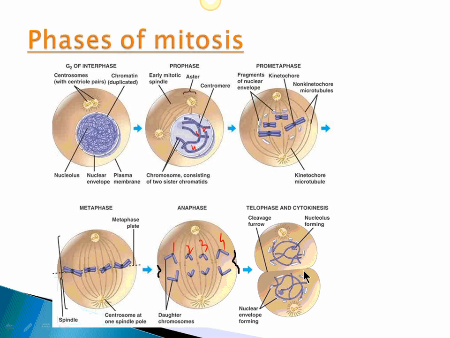You can have a situation where you may not have cytokinesis. Do you understand? When you don't have cytokinesis, then this cell will actually have two nuclei in it.